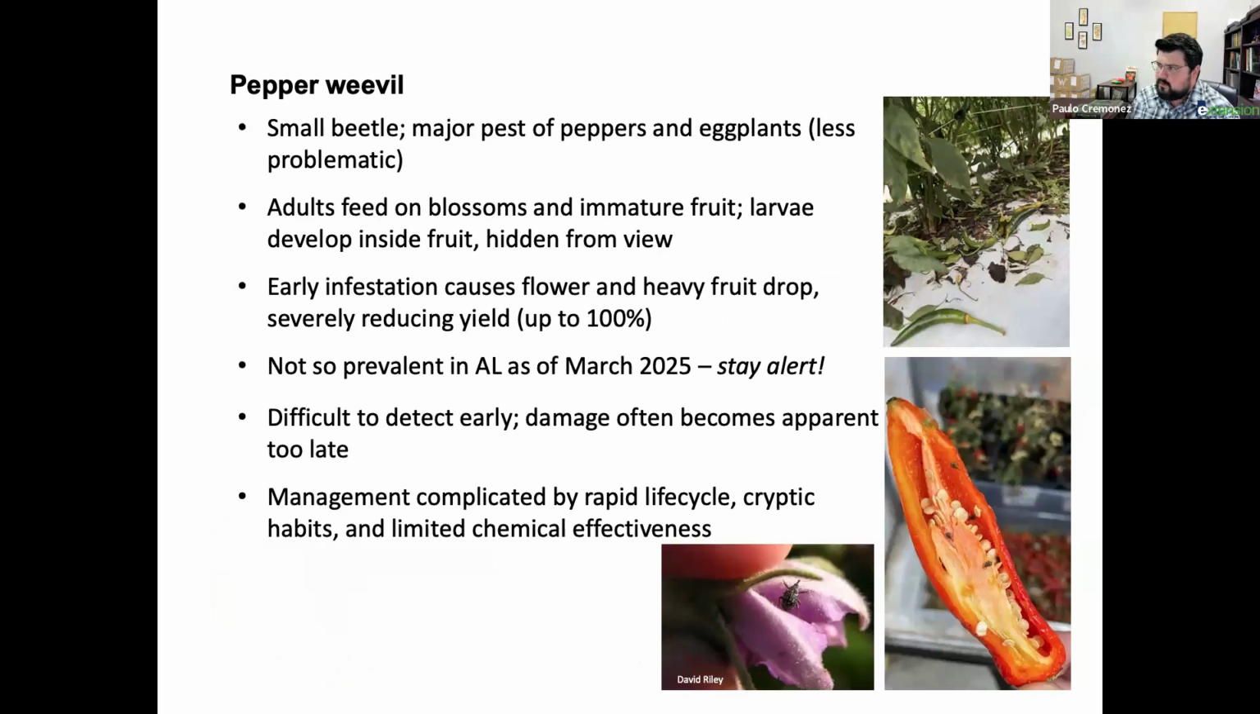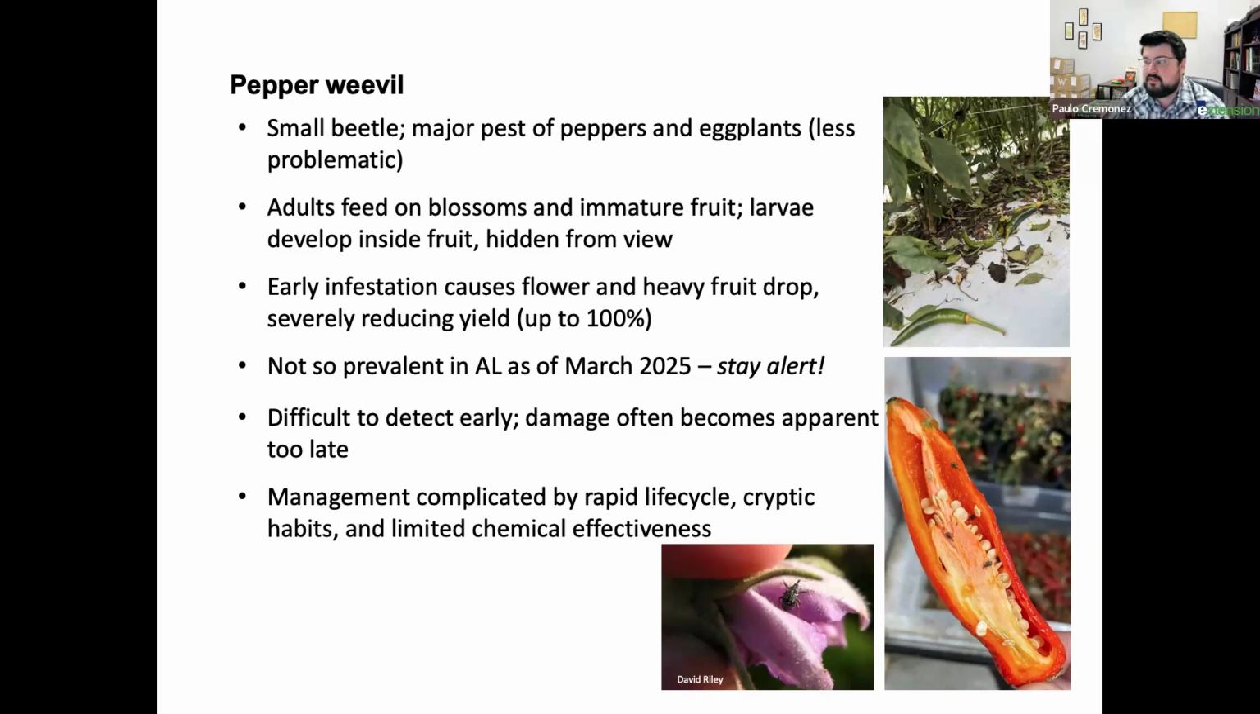And I think this will be the last insect pest that I'm gonna talk about: pepper weevil, more specifically for peppers. So this is not a generalist pest. It is very specific for this crop, for bell peppers and hot peppers. It's a small beetle, from the same genus as the cotton boll weevil, actually. It's a major pest of peppers and eggplants, although in eggplants it's less problematic. It's mostly for the flower production, but it's not gonna be so much of a problem.